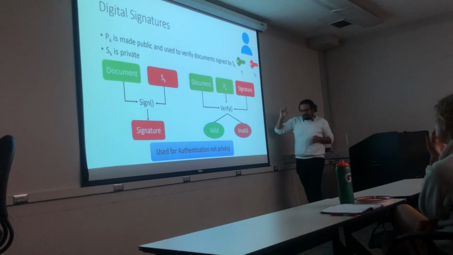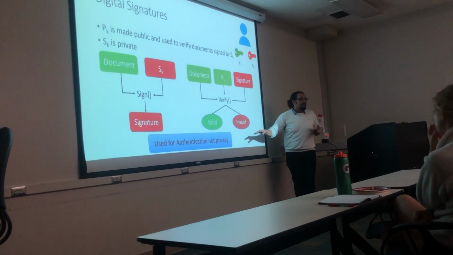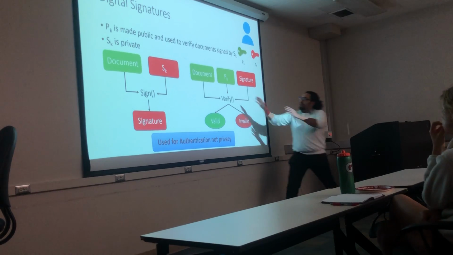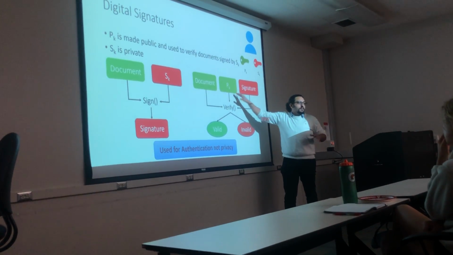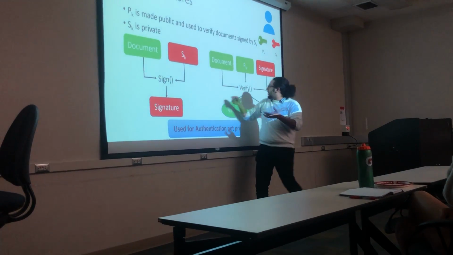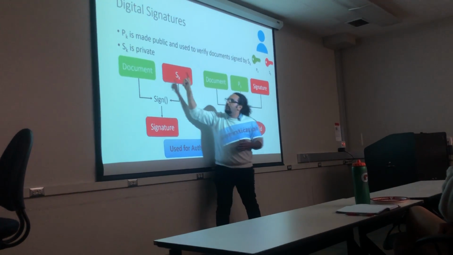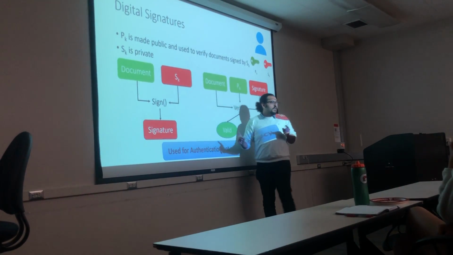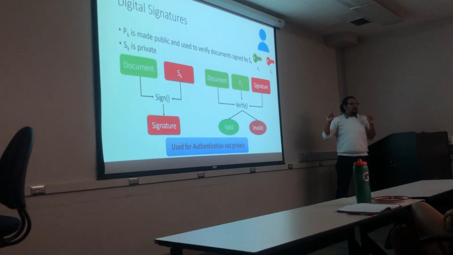Notice that we're using these digital signatures for authentication, not for privacy. We're not doing encryption. The document is public for everyone. Okay? My public key is public for everyone. The only thing that's secret is my secret key. And what we are trying to do using the verify function is to verify that this secret key was used on this document to generate this signature. And we are doing it without revealing the secret key. Okay?